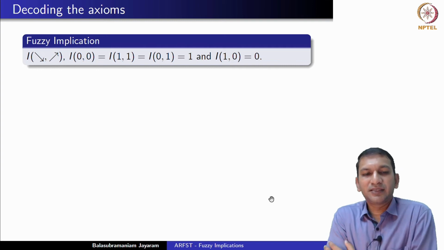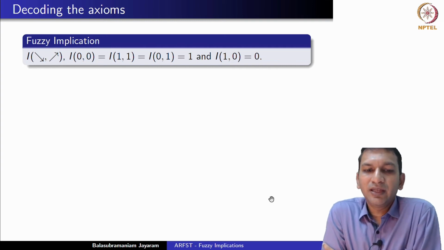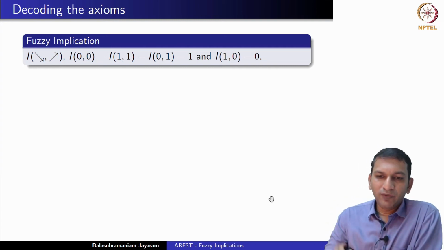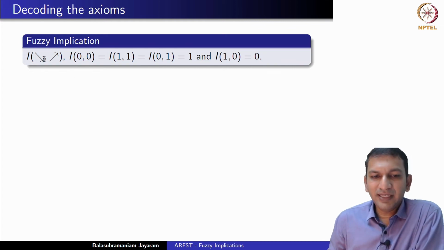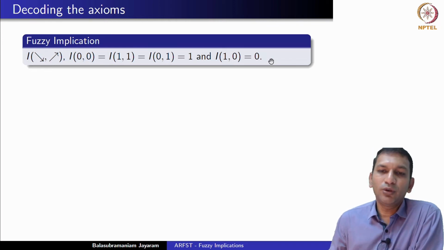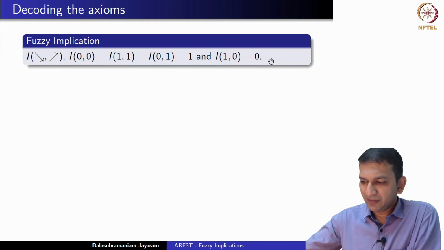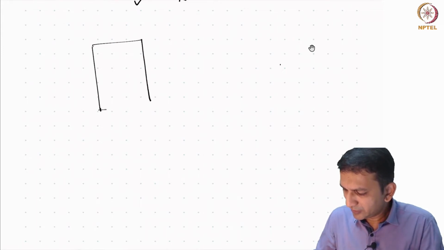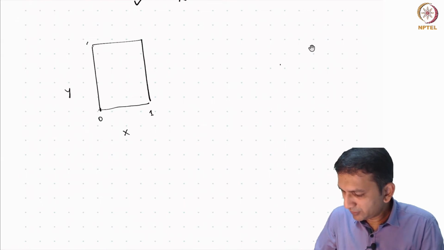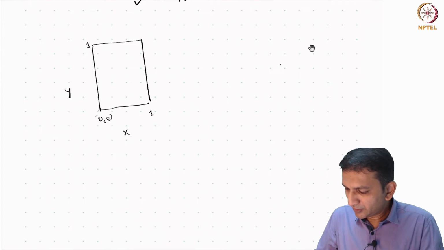Okay, next, let's try to decode this definition. So what we have here in symbolism, I is decreasing in the first variable and increasing in the second variable and satisfies these four boundary conditions. We have seen that when you're looking at classical logic connectives, this is your X, this is your Y, then what we are looking at is what happens at these points.